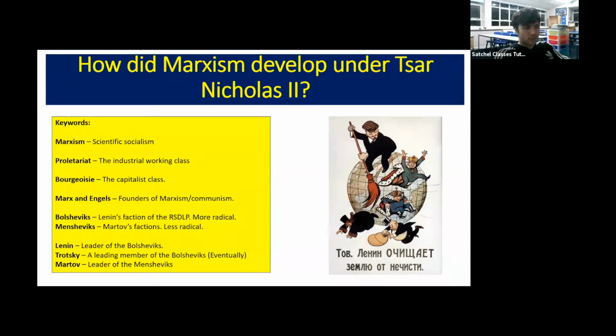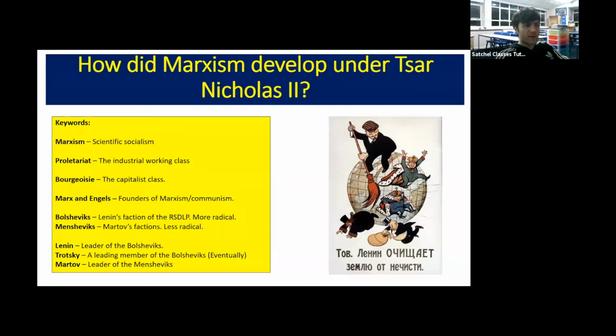They were less radical. And then at the bottom there, as I've said, we've got Lenin and Martov, the leaders of the Bolsheviks and the Mensheviks. And then also Trotsky, Leon Trotsky, who is worth knowing about now, who later becomes a leading member of the Bolsheviks during the Communist Revolution of 1917. And he's a really significant figure in Russian history.